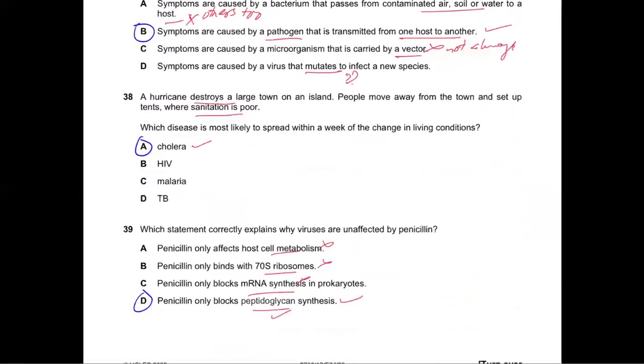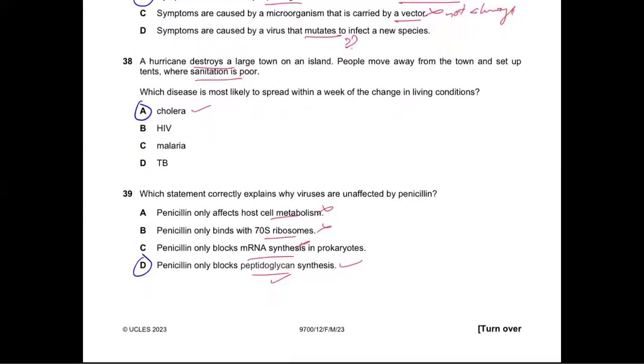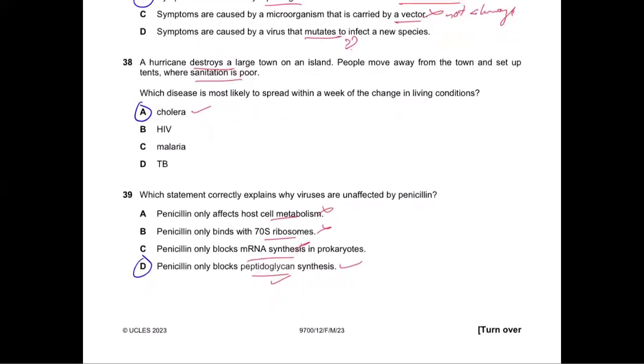A hurricane destroys a large town on the island. People move away from the town and set up tents where sanitation is poor. So if sanitation is poor, that means the transmission of cholera will be high because they will be exposed to using water which might be contaminated in that region. Plus, we know that disasters which cause destruction on land lead to more cholera outbreaks.